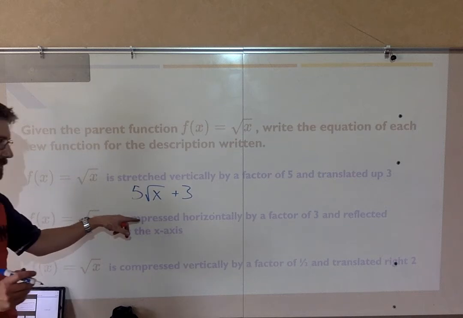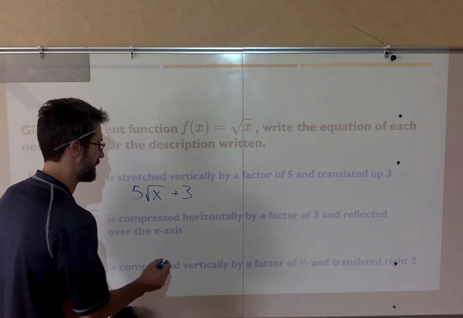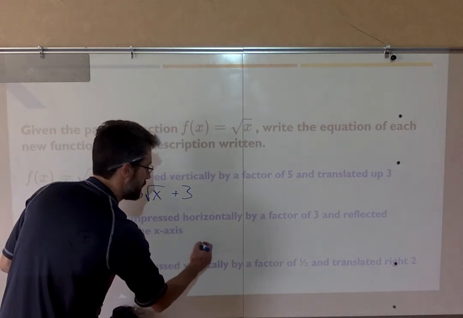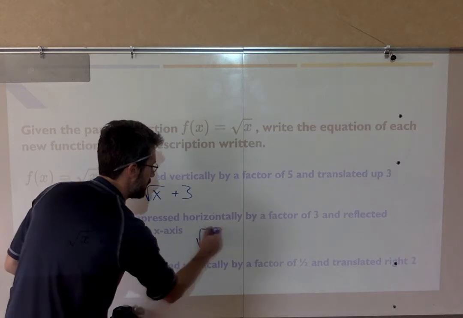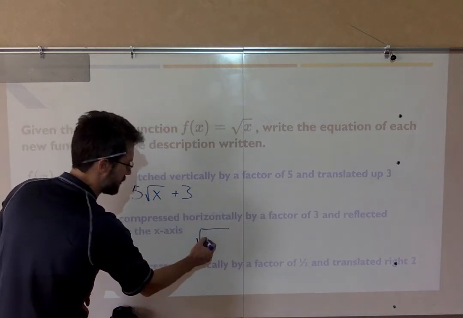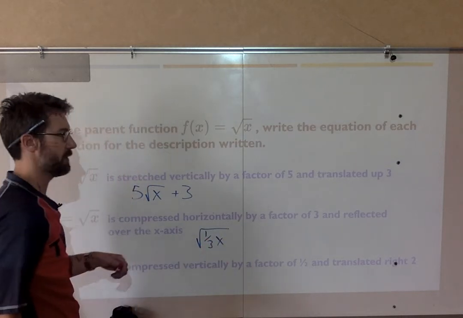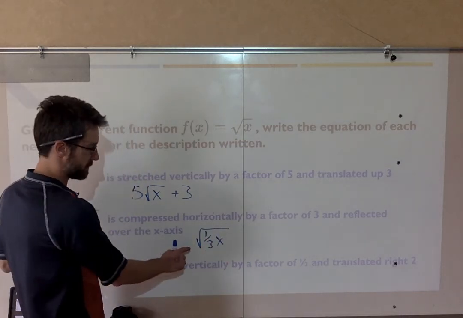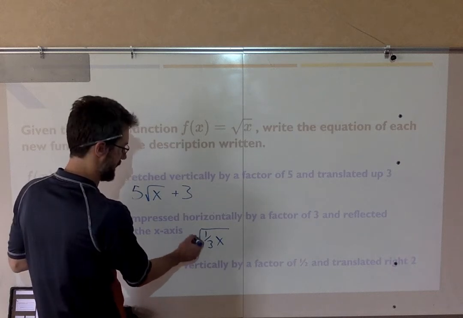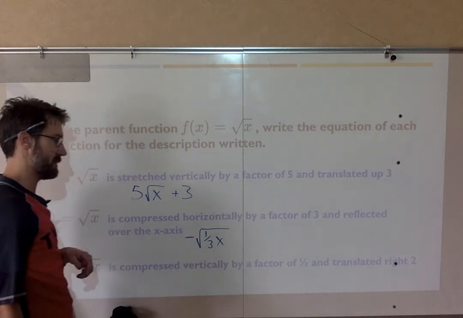Compressed horizontally by a factor of 3 and reflected over the x-axis. Compressed by a factor of 3 is multiplying by 1/3 on the inside. And then reflected over the x-axis is a vertical, so a minus on the outside.